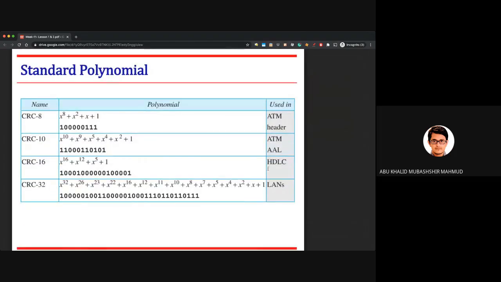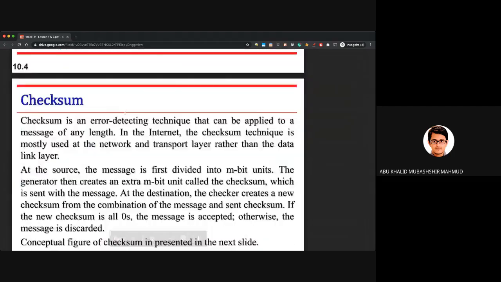So these are the standard polynomials. So it's kind of what we are doing here. If the highest power is 10, we call it the CRC 10. If the highest power of the variable or polynomial is 16, we call it CRC 16, and so on. So let's move on forward.